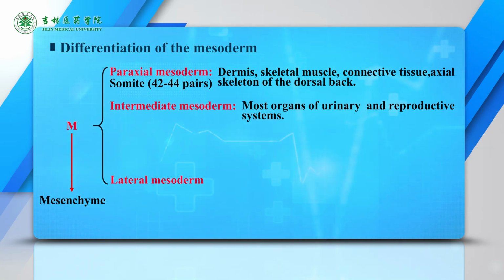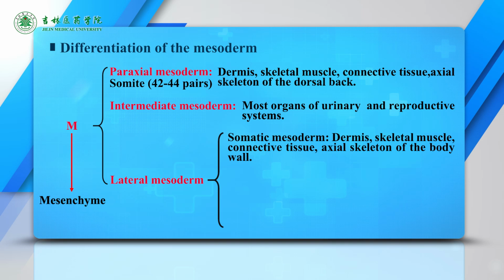The outermost part of the mesoderm, there are some small cavities in the inner part, and then they fuse into a large intraembryonic cavity, which is connected with the extraembryonic cavity. The lateral mesoderm is divided into two layers.